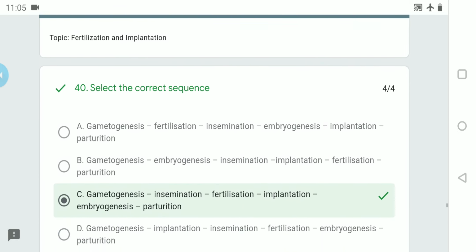The next question, the topic fertilization and implantation. Select the correct sequence. Again, beginning from gametogenesis, then spermatogenesis, insemination, then fertilization, later implantation, embryogenesis and parturition. So this is the right option. Option C is the right option with the correct sequence.